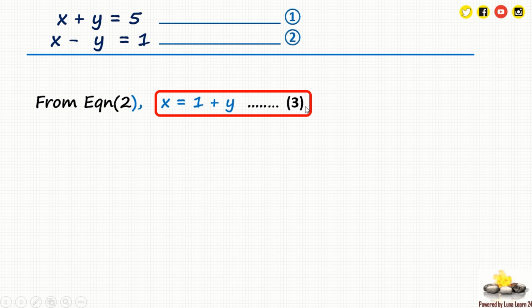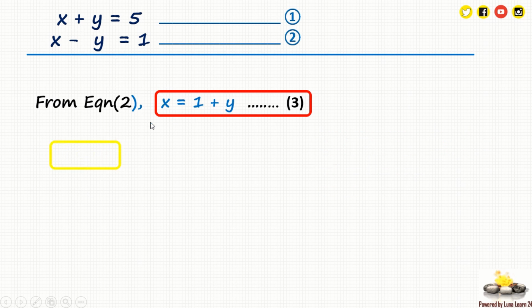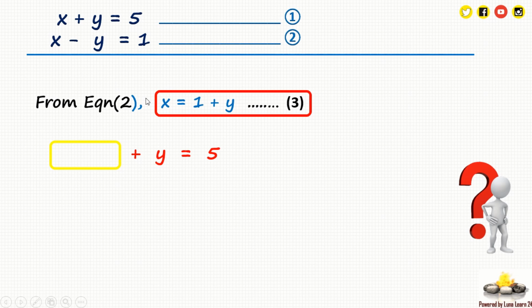That's still fine. And since we used equation 2 to obtain this, we substitute this value, x equals 1 plus y, in the other equation we did not use. Since we used equation 2 in making x the subject, we are going to substitute this value in equation 1 as follows. So now in equation 1, instead of writing x, we are going to write 1 plus y. So we have x plus y equals 5.